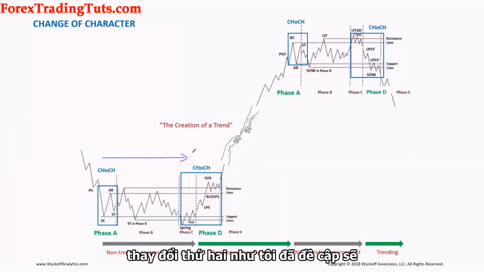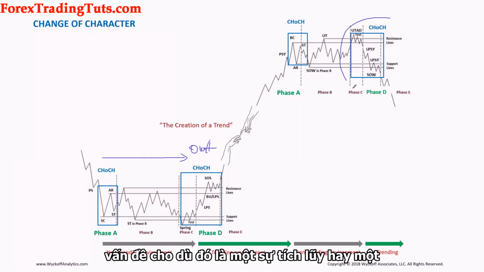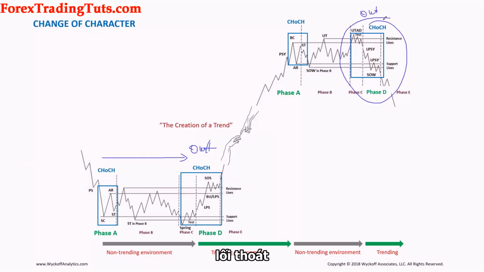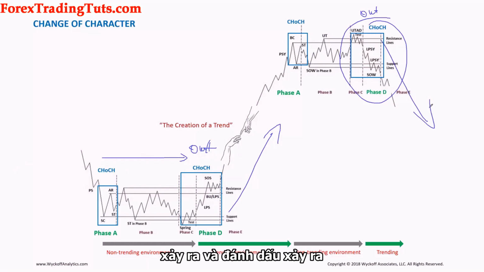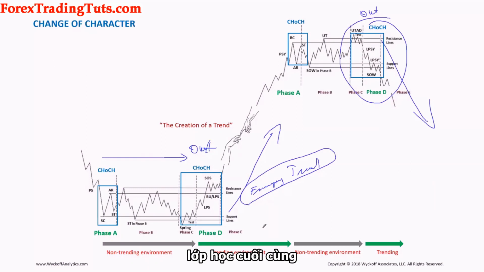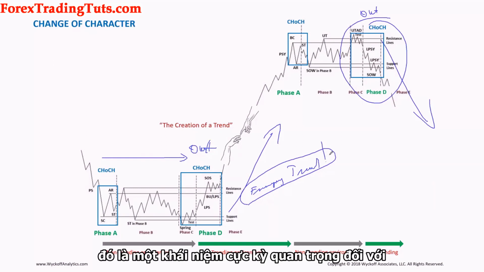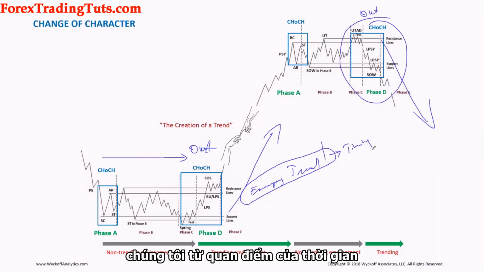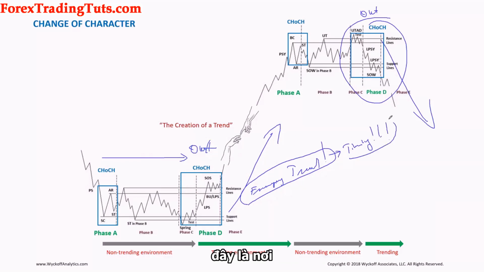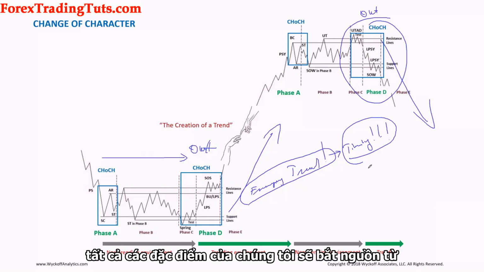That second change, as I mentioned, is going to be on the way out. It doesn't really matter whether it's an accumulation or a distribution. It's still going to be on the way out before the markup or the markdown happens. Actually, if we were to be more precise, we could say that this change of character is going to be a part of the emergent trend. And by the way, I've talked about this in the last class. It's an extremely important concept for us from the point of view of timing. This is where all of our trades are going to originate.